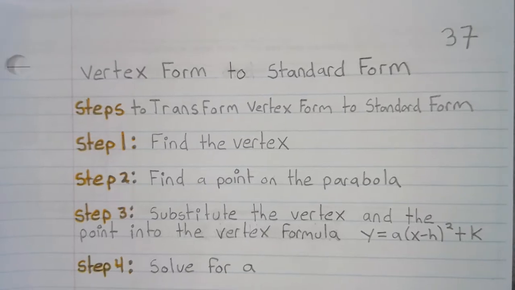All right, Vertex Form to Standard Form, page 37. Steps to transform Vertex Form to Standard Form. Step 1, find the vertex. Step 2, find a point on the parabola. Step 3, substitute the vertex and the point into the vertex formula y equals a(x minus h) squared plus k. Step 4, solve for a.